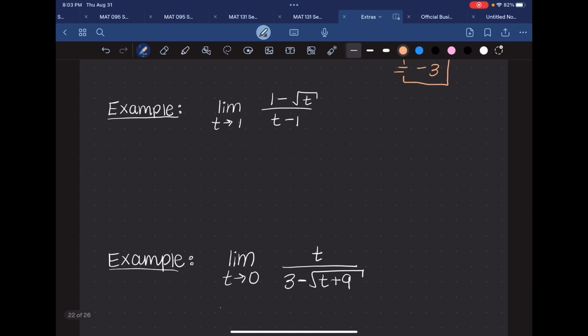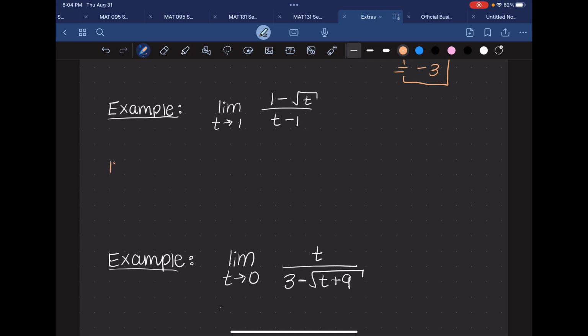All right, the second one, we have limit as t goes to 1 of 1 minus square root of t divided by t minus 1. Here again, we have division by 0. And so we need to figure out how to deal with this t minus 1. In the previous example, we were able to factor the numerator and cancel out a t minus 1. But here, we don't exactly have a polynomial that we can factor very easily. So instead, we can attempt to multiply by the conjugate.